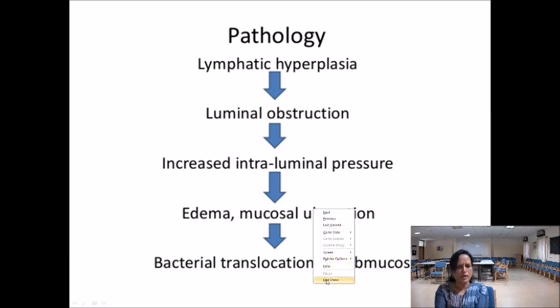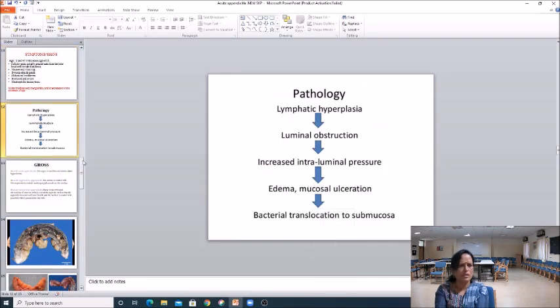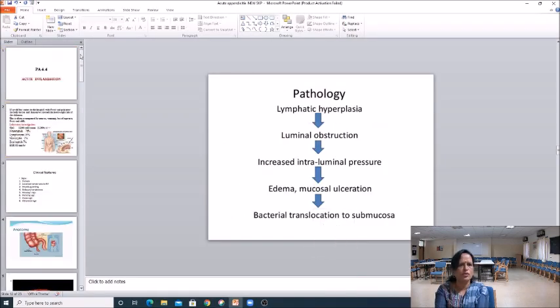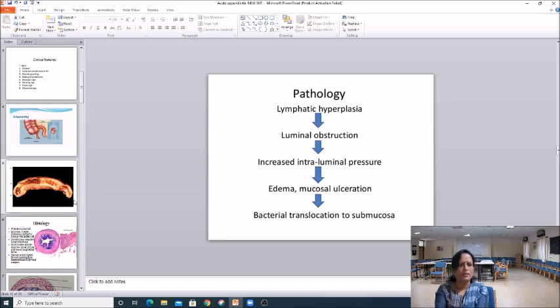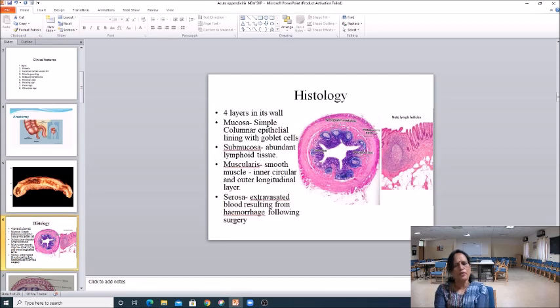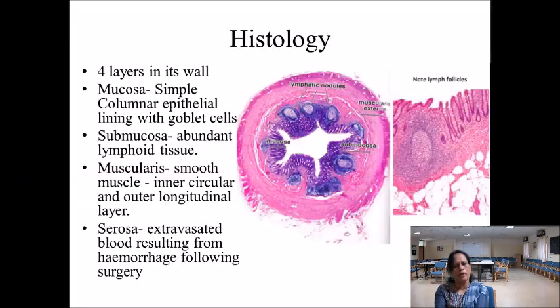So this is what is important, because you need to look at the age of the patient and how he presents. Now, all of you have learned about the histology of the appendix. Just a recap. The appendix has four layers: mucosa, submucosa, muscularis, and the serosa.